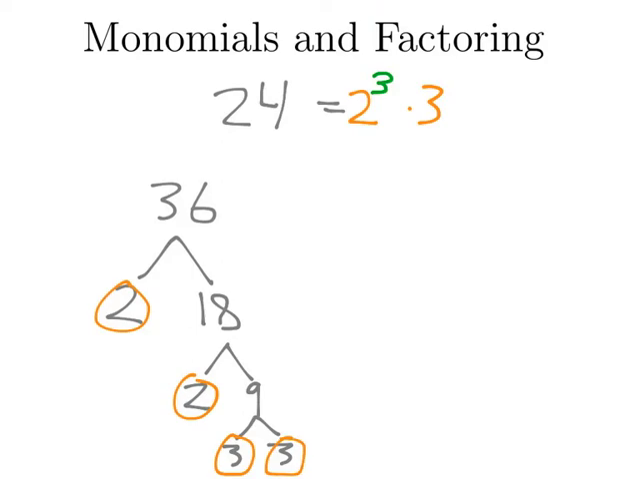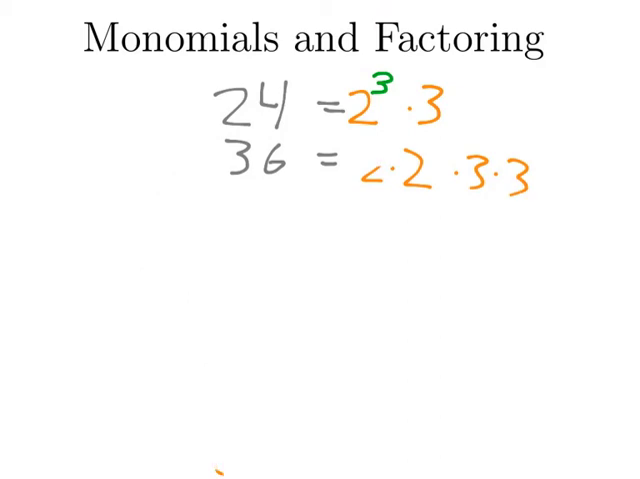And now the prime factorization for 36 is 2 times 2 times 3 times 3. Or, using exponents, 2 times 2 times 3 times 3 is 2 squared times 3 squared, like so. Once you've found the prime factorization of two numbers, you can easily find their greatest common factor.